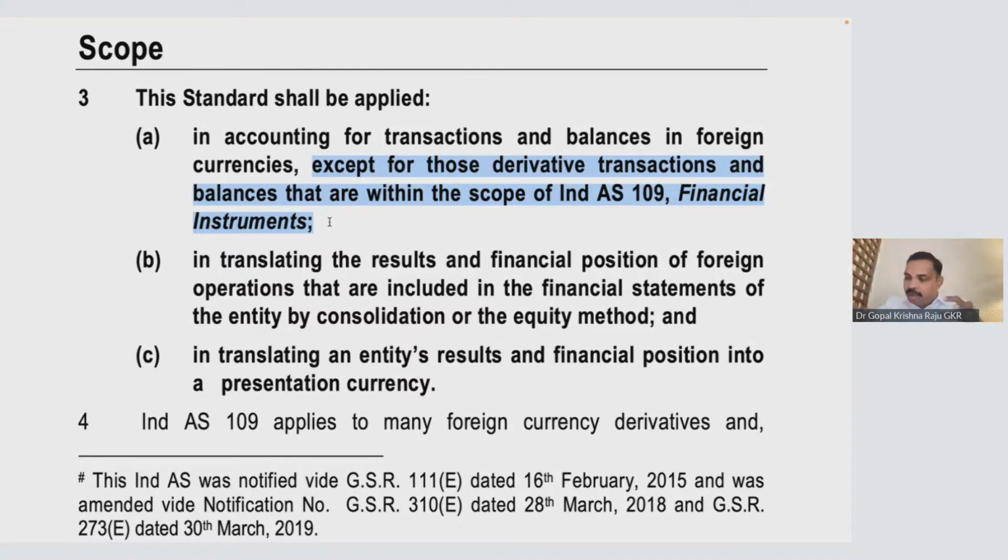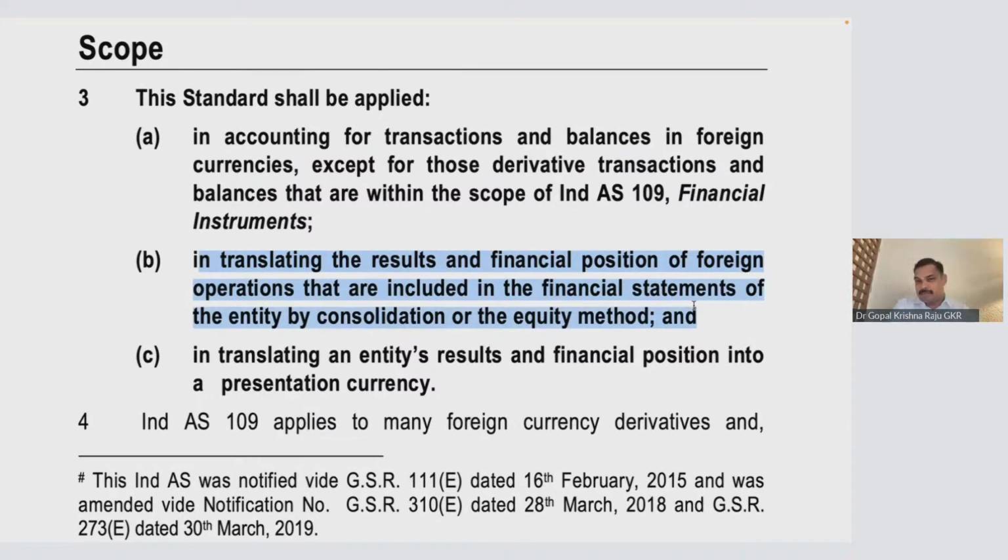Now, how will you recognize that forward contract and record it in your books of accounts? That is mentioned in IndAS 109. So please be careful about these two transactions. Now, you have imported from Sudan and you have to make the payment. If you buy in one year and settle in another year, you have 31st March in between. Then comes translating the results and financial position of foreign operations that are included in the financial statements.